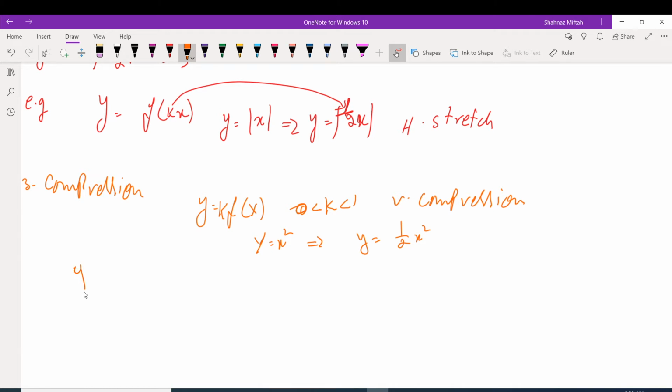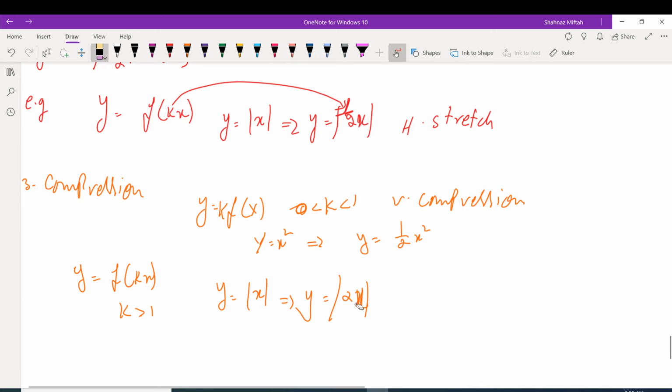It's going to be y equal f of kx, the same thing. If k is greater than 1, for example, I have y equal absolute x, and I'm going to change that to y equal absolute 2x, then it means, let me write down, then it means I have 2, which is greater than 1, then that's a horizontal compression. So these are the few rules that if you remember, you're good to go.